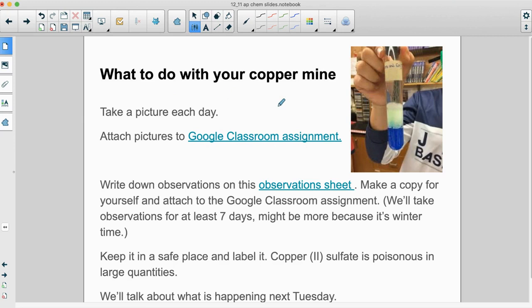So with the copper mine, you should take a picture each day of the copper mine, and you will attach pictures to the Google Classroom assignment right here. So let me show what that looks like, and also you'll write down your observations on the observation sheet. You have to make a copy and attach it to the Google Classroom assignment. And make sure to label your copper mine and keep it in a safe place, because the copper(II) sulfate is poisonous. We'll talk about the actual reaction next week.